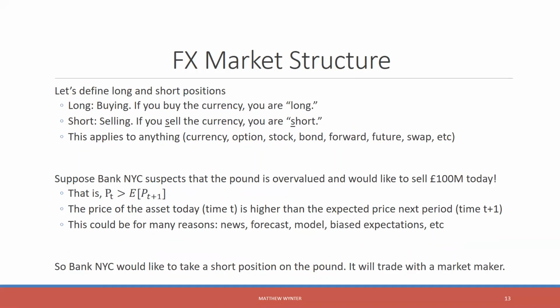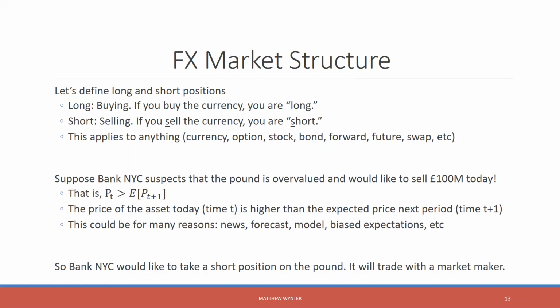So let's define how we're going to trade. Let's look at our long and our short positions to make sure that we're all on the same page with language. Long means we're buying. So if you buy anything, if you buy the currency, you are long the currency. You've taken a long position in the currency. Short means selling. So if you sell anything, then you're taking a short position in the asset. And again, this applies to currencies, options, stocks, bonds, forwards, futures, swaps. Pick a thing. This is the language that we're going to be using.